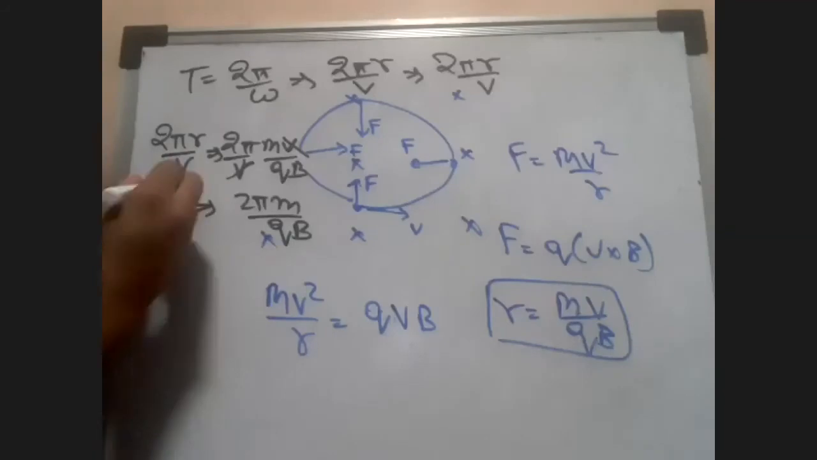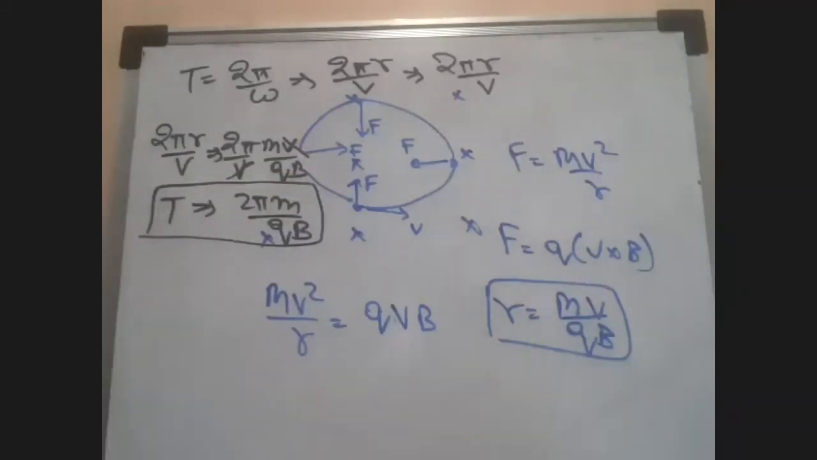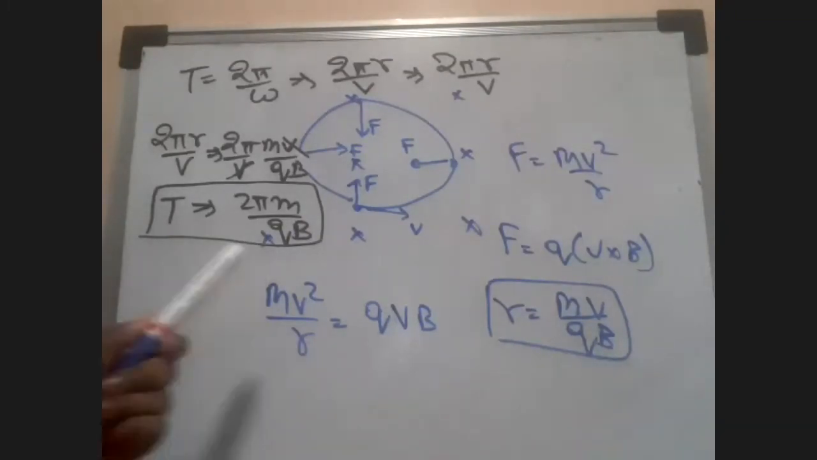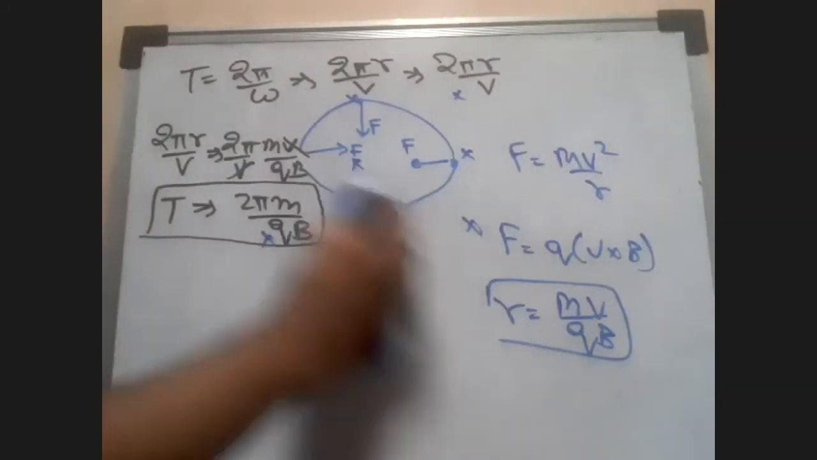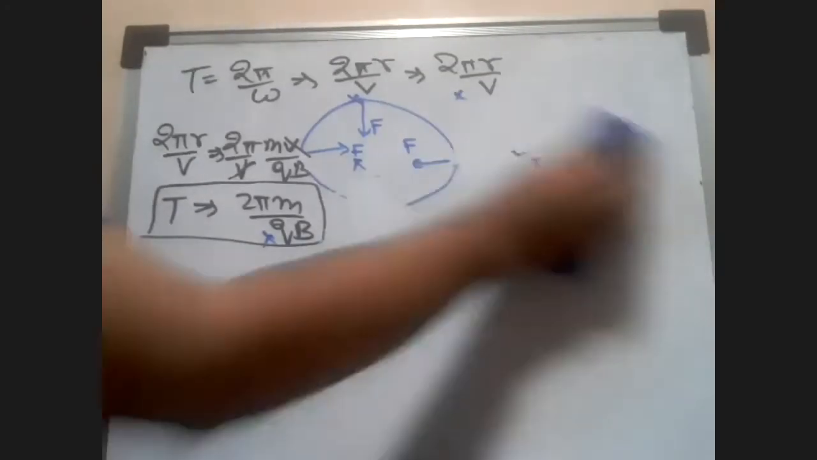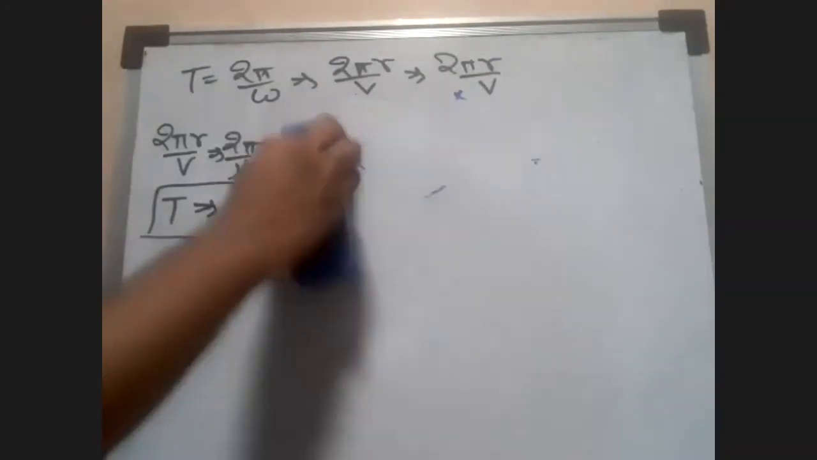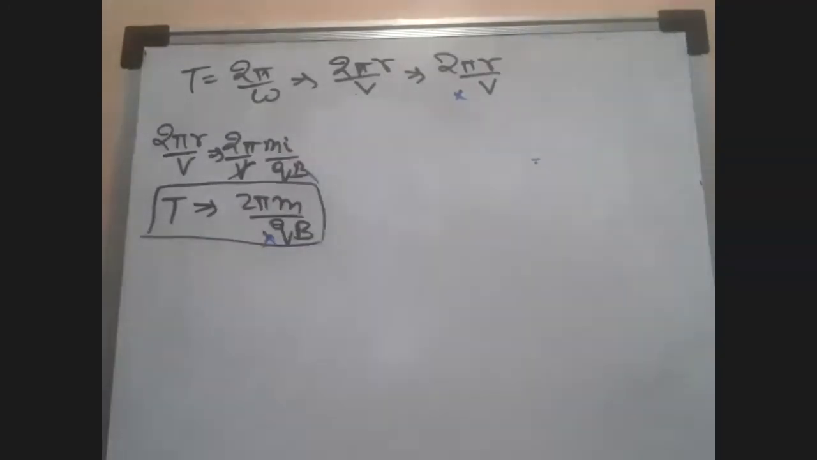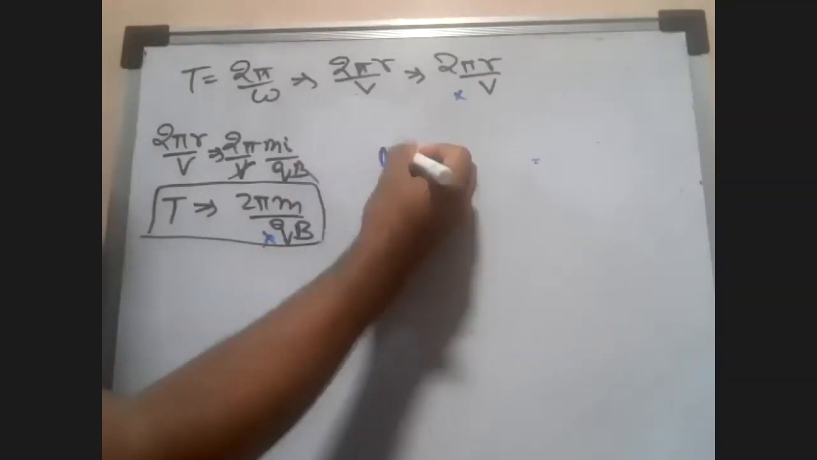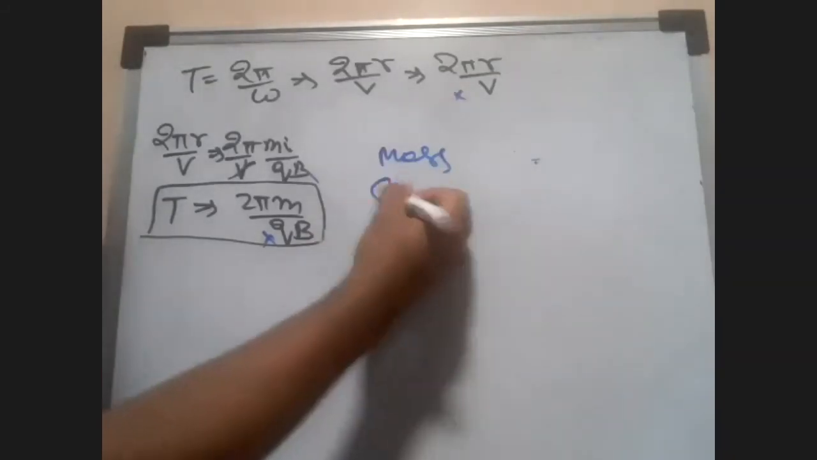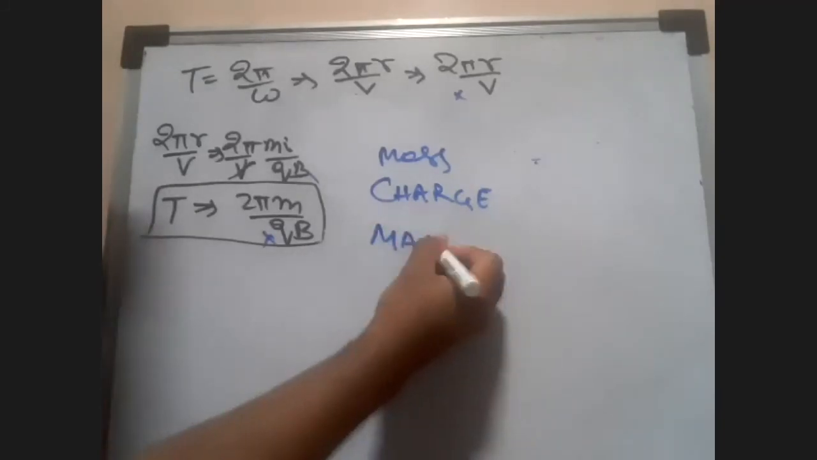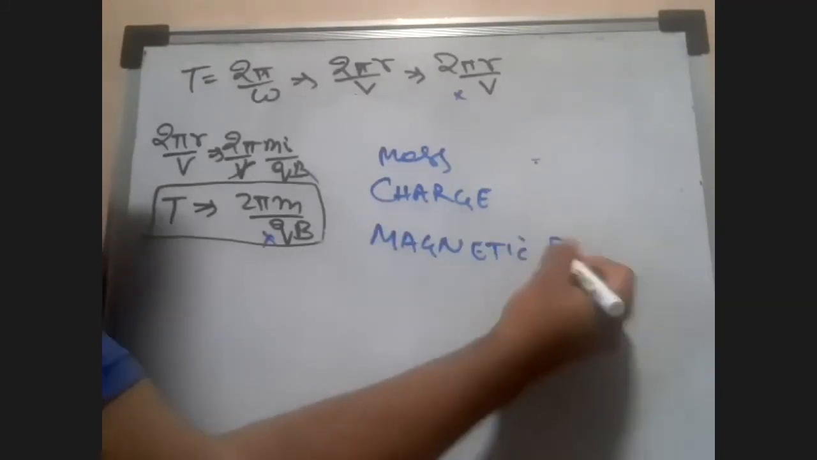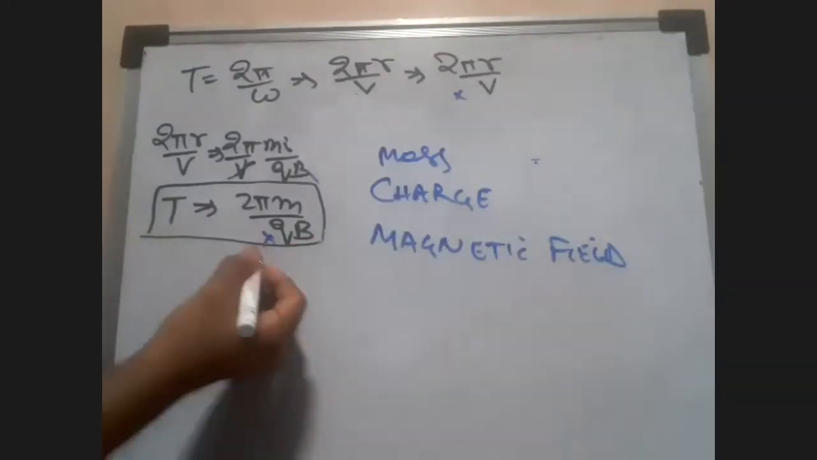Students, listen to me here. That time period, look here, what does it depend on? Students, can you tell me? Time period, what is it depending on? Quick, tell me fast. It is depending on the mass. Second thing, what is it depending on? Charge. It depends upon charge. Then it depends upon the magnetic field. Okay, it depends upon all three.